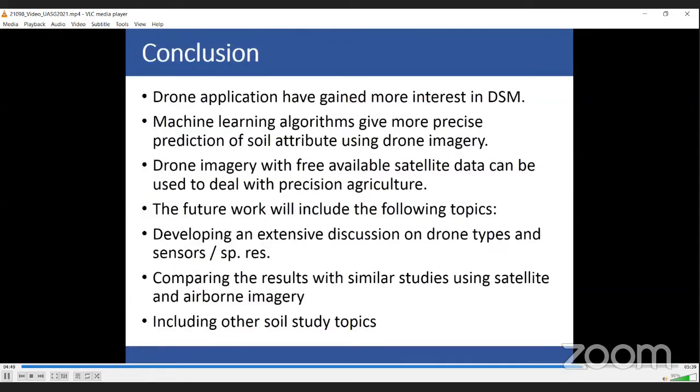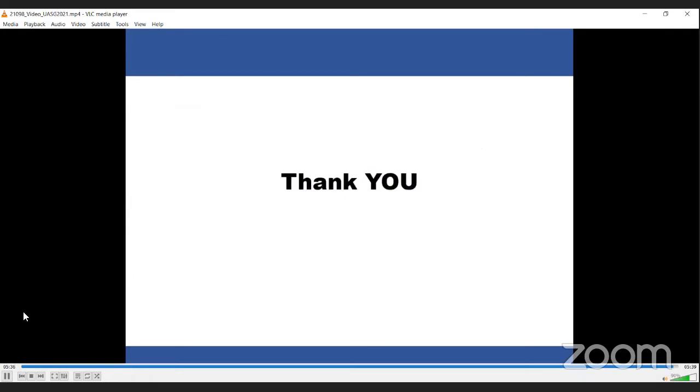To conclude, drone applications have gained more interest in digital soil mapping in the last years. Machine learning algorithms give more precise predictions of soil attributes using drone imagery. Drone imagery with freely available satellite data can be used to deal with precision agriculture. The future of this work will include the following topics: developing an extensive discussion on drone types and sensors, such as spatial resolution, comparing the results with similar studies using satellite and airborne imagery, and including other soil study topics. Thank you for your attention.